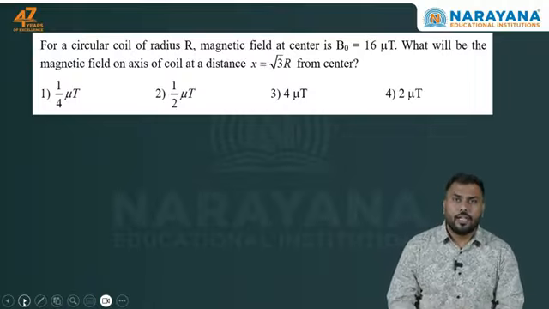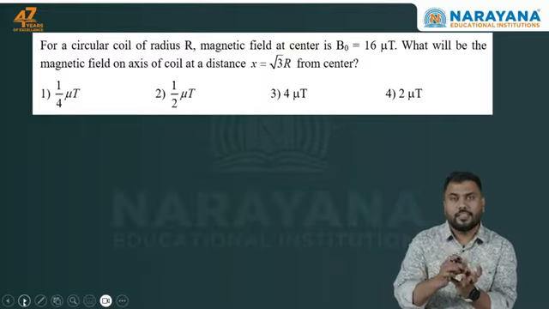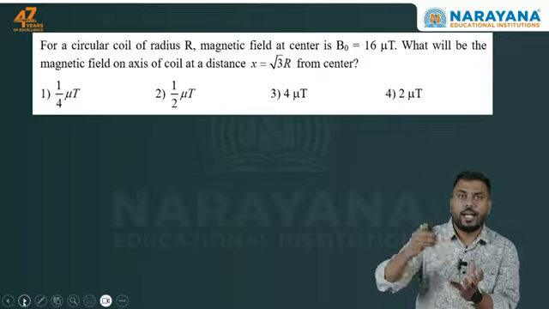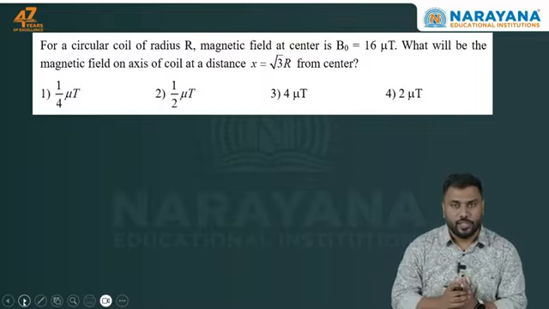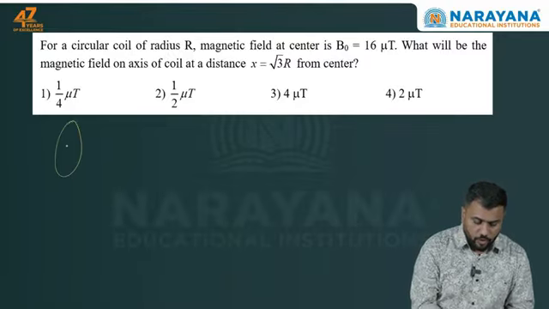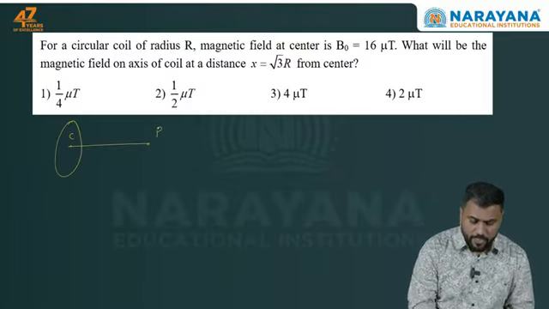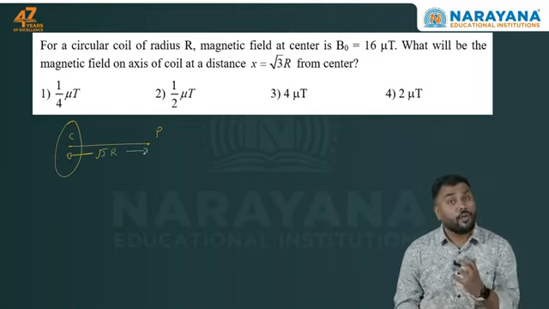The next question is from magnetic effect of current. There is a circular coil whose center's magnetic field is given to you because of the current in the coil. They are asking for the magnetic field at some distance from the coil. That distance is root 3 r along the axis of the ring, along the axis of the coil. So this is a coil, and at the center point, let's say that center point is C, I know the magnetic field at point C. I need to calculate the magnetic field at point P. The distance along the axis is also given to us. So this is again a just formula based question.